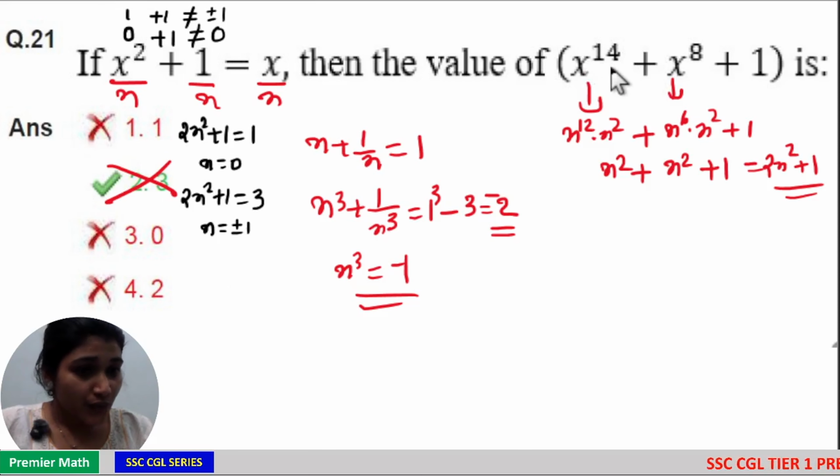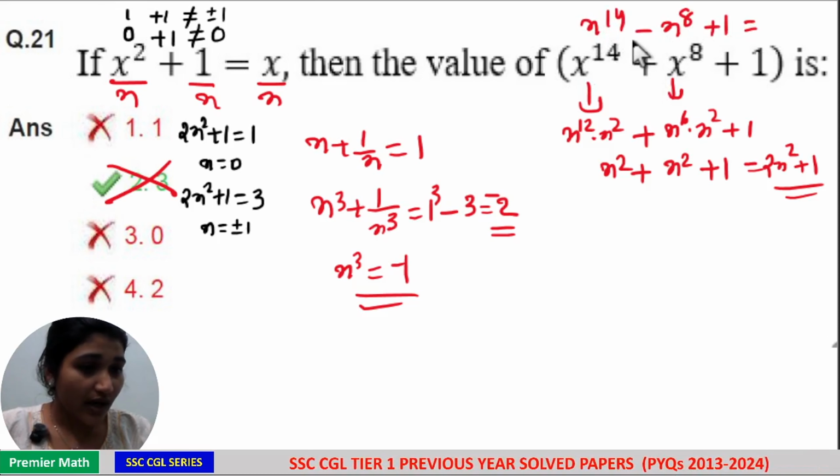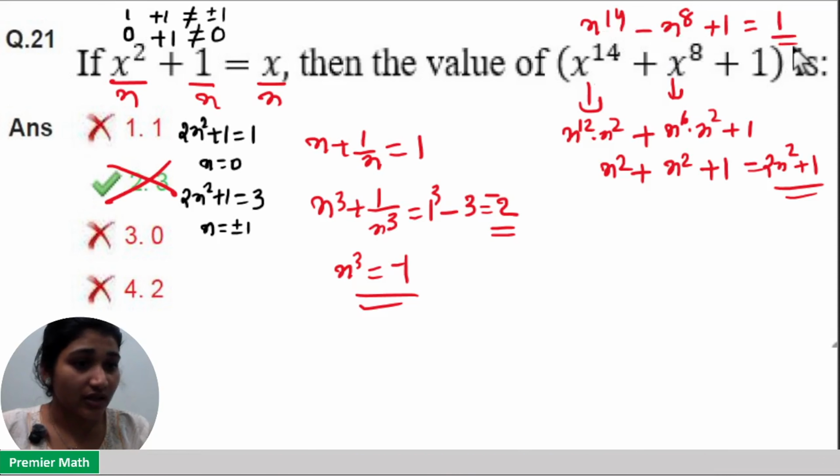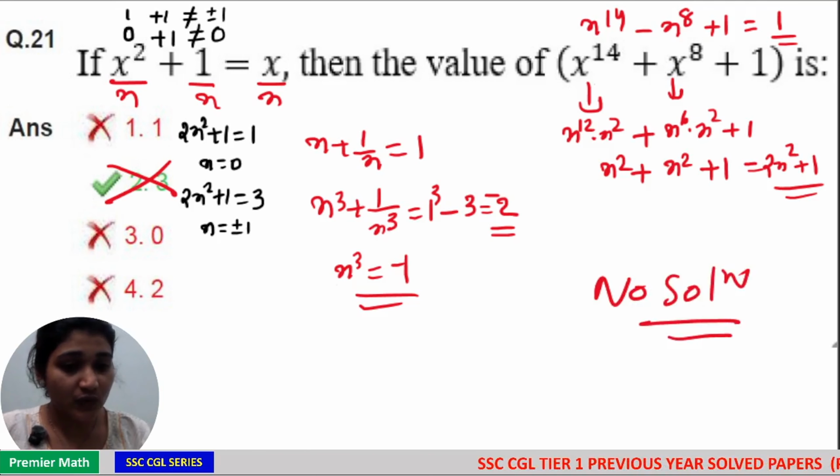If you had x raised to 14 minus x raised to 8 plus 1, then you would have an answer. That is, x square minus x square is 0, then the answer should be 1 here. Then you would have an answer here, but in this case, you don't have any answer. That is, in this case, there is no solution. No solution for this question.